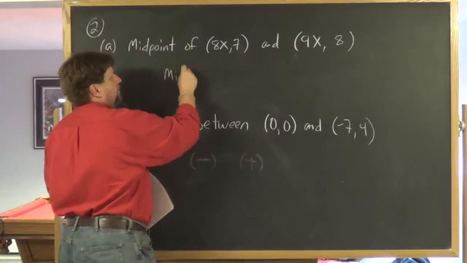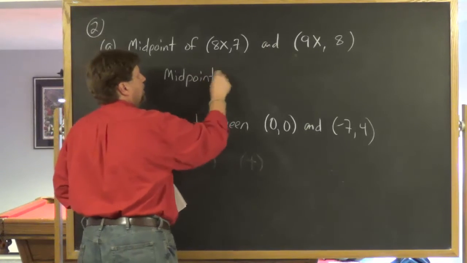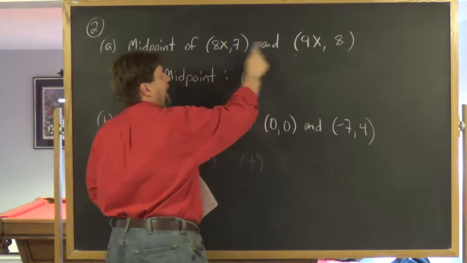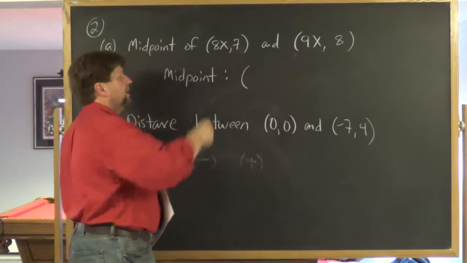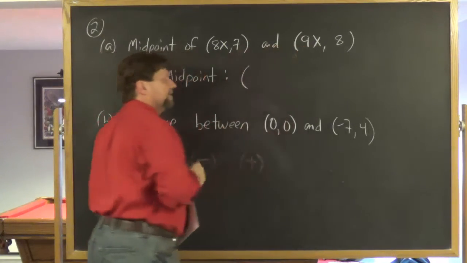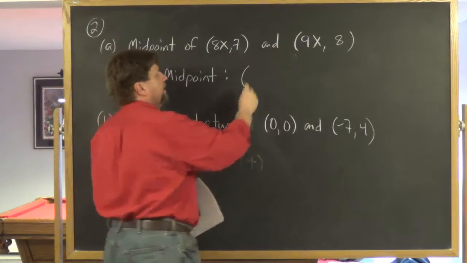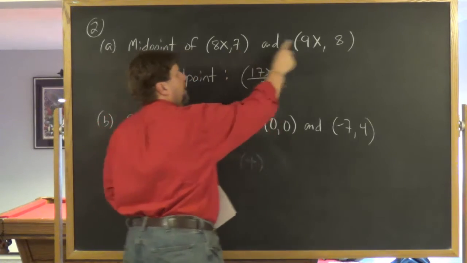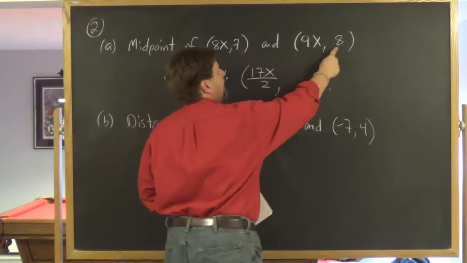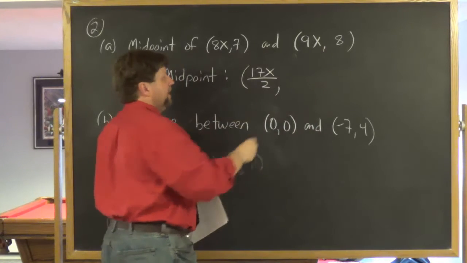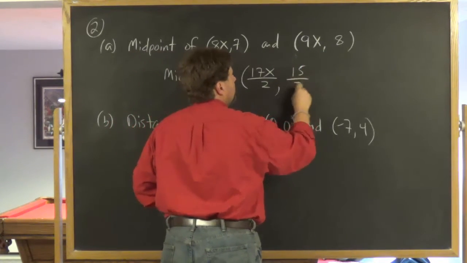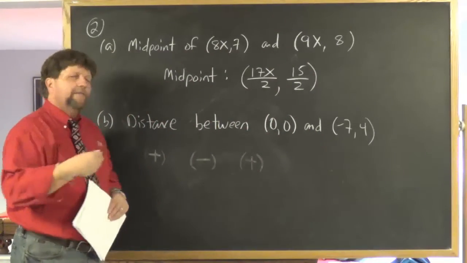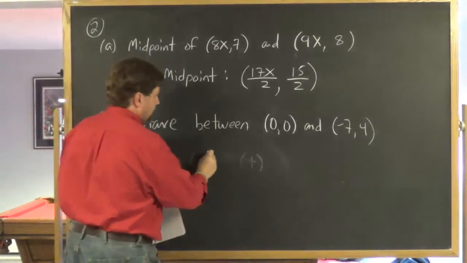So very quickly, we get the midpoint to be, well, to get the average of the x coordinates, I would add these and divide by 2. So 8x plus 9x, that's 17x, divided by 2. The average of the y coordinates, I add them. 7 and 8 is 15, divide by 2. So that's the midpoint.